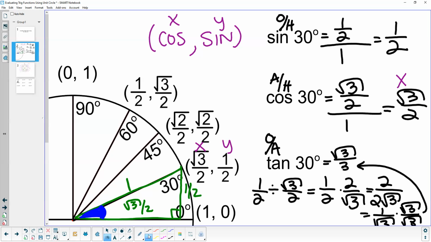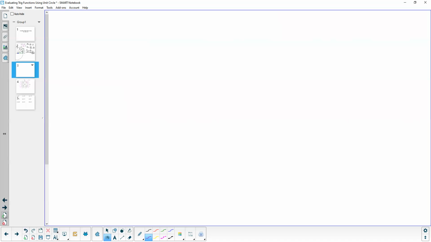Now tangent we know is opposite over adjacent. How does that relate to our x and y value? Well, you can see our opposite side here is the same as our y side. Our adjacent side was the same as x. So the tangent is actually going to be y divided by x, or the tangent is sine divided by cosine. And we can actually see that as we go on to compare that idea.